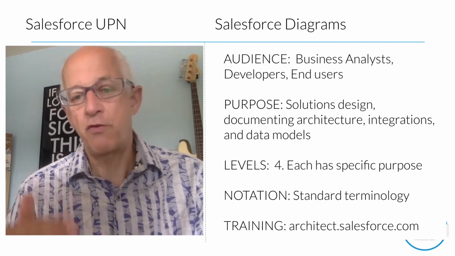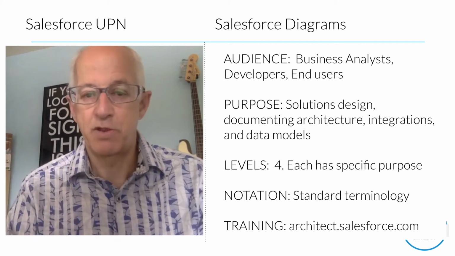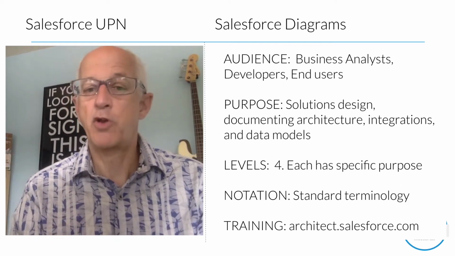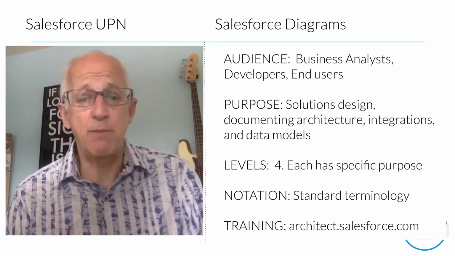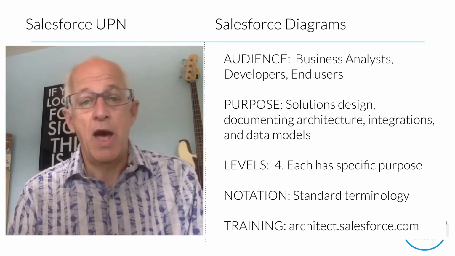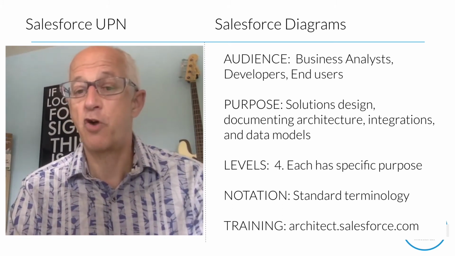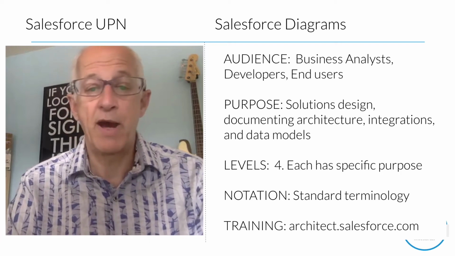So there are 4 different levels of the diagram, and each one has a specific purpose. So there is some standard terminology, again, not a huge number of shapes, but some simple terminology. So this is all about consistency. And again, the training there is not on Trailhead, but it's actually on architect.salesforce.com. And again, at the end, there'll be a link to how to get to that training.